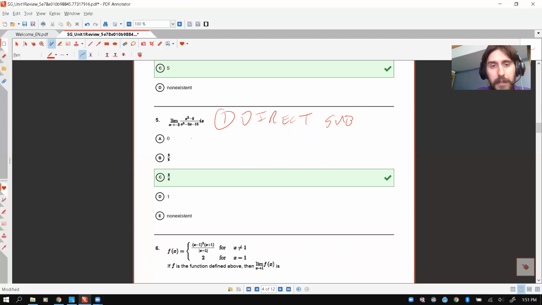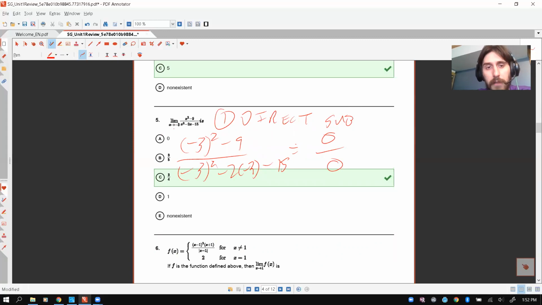So if we plug in -3 here to find its limit, we're going to do -3 squared minus 9 over -3 squared minus 2 times -3 minus 15. And on the top, that's 9 minus 9 is 0. And on the bottom, that's 9 plus 6, which is 15, minus 15 is 0. So the limit as x approaches -3 is 0 over 0, an indeterminate form, which means it can't really tell us what the actual limit is.